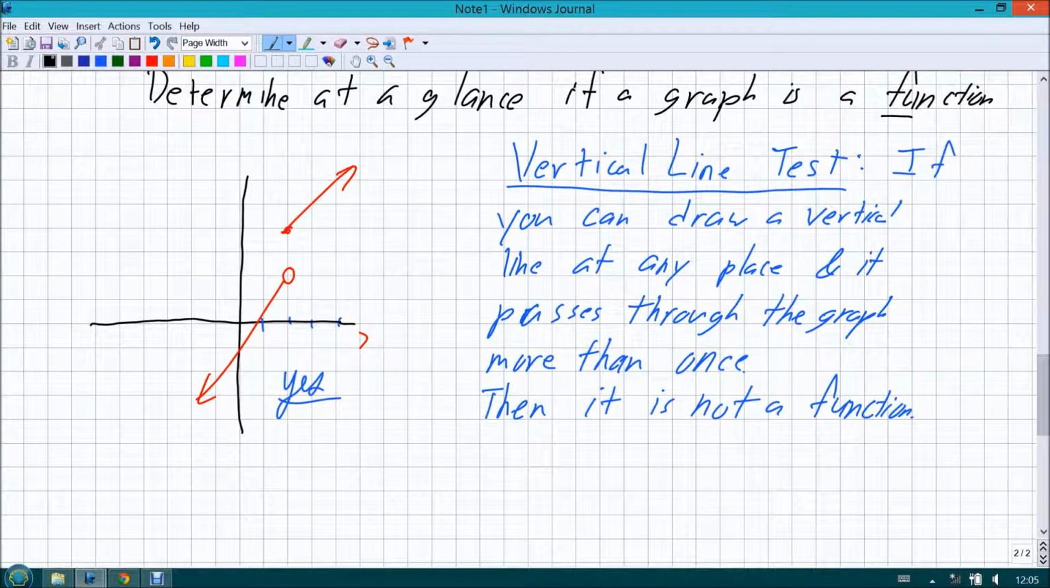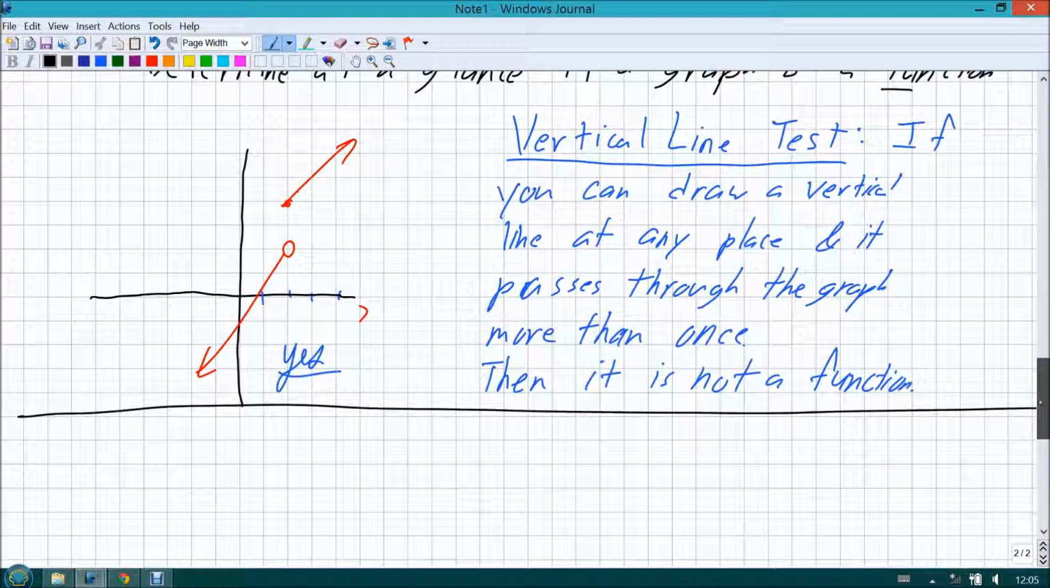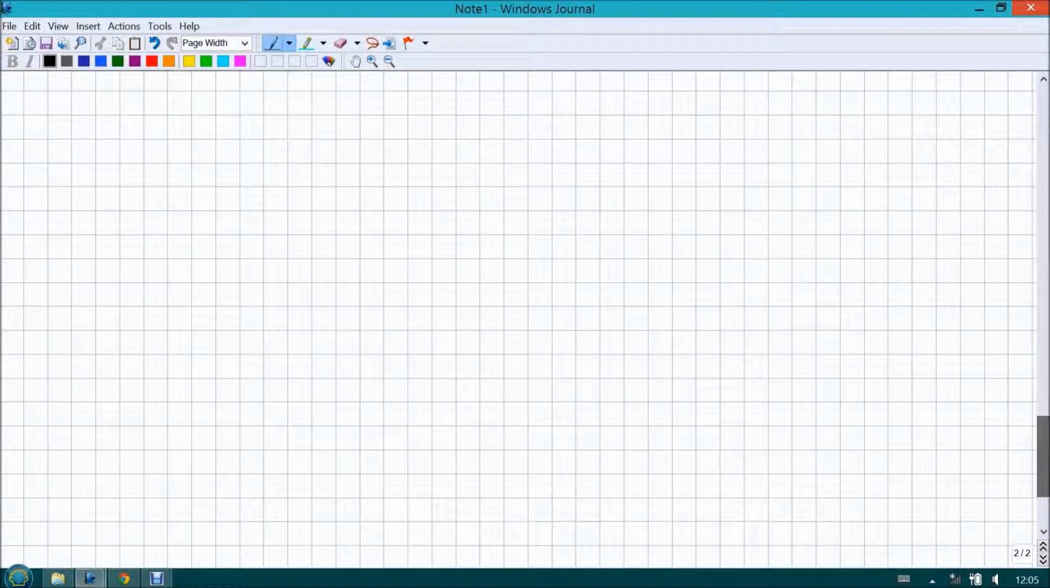All right. There we go. We have seen some of the most ambiguous cases. We have used the vertical line test. We know what a function is. It's a relation where every input has exactly one output.